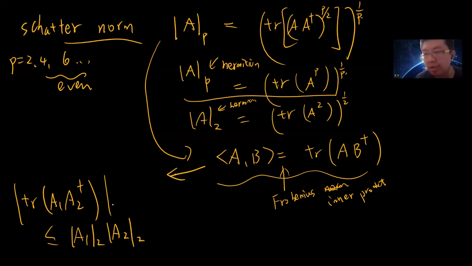So what I'm going to say is the following. Remember this one. This is for general matrices, but when A2 is Hermitian, we can ignore this dagger. So basically we have the trace of A1 A2. This is basically the simple Cauchy-Schwarz.